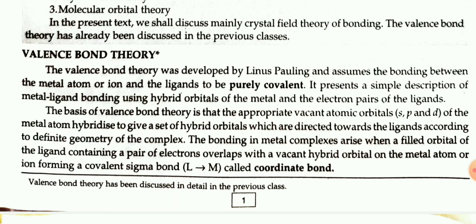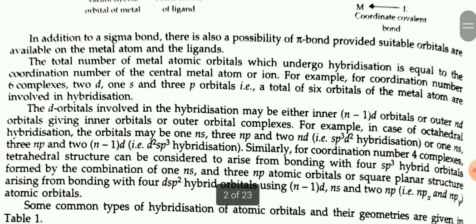The bonding in metal complexes arises when a filled orbital of the ligand containing a pair of electrons overlaps with a vacant hybrid orbital on the metal atom or ion, forming a covalent sigma bond called coordinate bond. In addition to a sigma bond, there is also a possibility of pi bond provided suitable orbitals are available on the metal atom and the ligands.